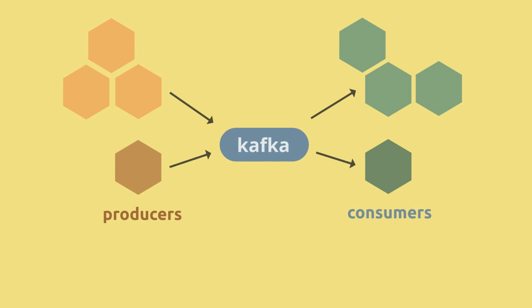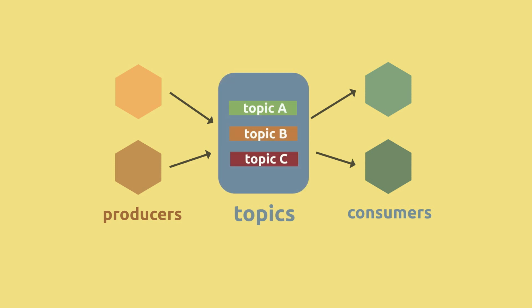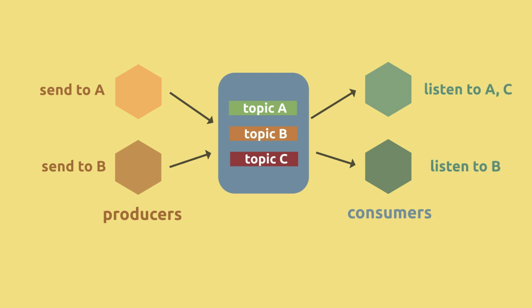In order to route messages from producers to consumers correctly, Kafka uses topics. A topic is like a channel where messages are stored and organized. There could be many topics in Kafka. Producer sends a message into a specific topic, for instance, topic A or topic B. Consumer reads messages from the topics it is interested in. It works like a subscription, so we say consumer listens to the topic.